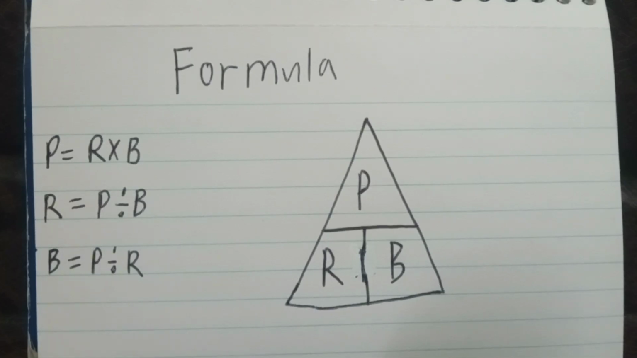So here's our formula: P over R times B. If you're looking to find the percentage, you have to multiply rate and base together. And if you're looking for the rate, you have to divide percentage by the base. And if you're looking for the base, you have to divide percentage by the rate. But you might be asking, wait, how does this exactly work? Don't worry, I got more examples for you.